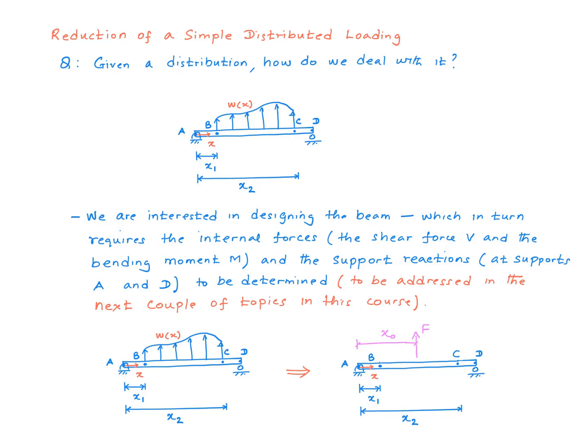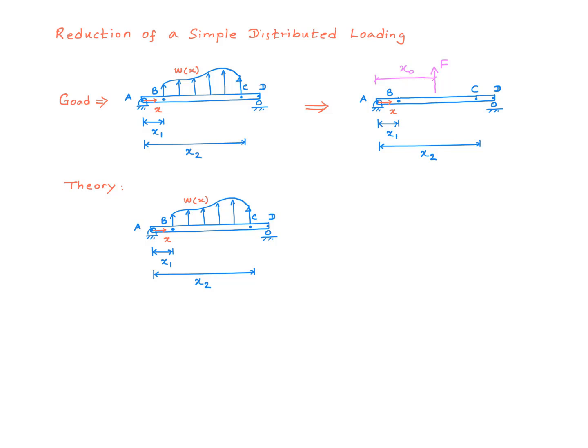So we'll see later when we do address these topics that we can achieve all of these goals if we can take this distributed load and represent this by a point load like this. So here F is the resultant point load representing this distributed load, and x naught is the distance at which this point load acts. So we need to find two things. We need to find the magnitude of F, and we also need to find the location at which the force F acts. So this is our goal, right?